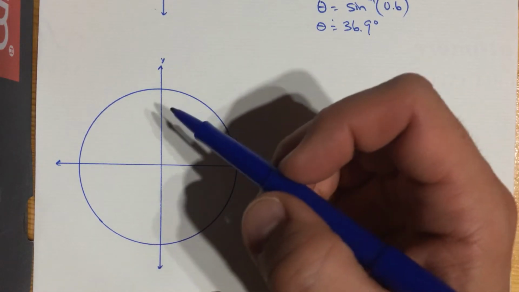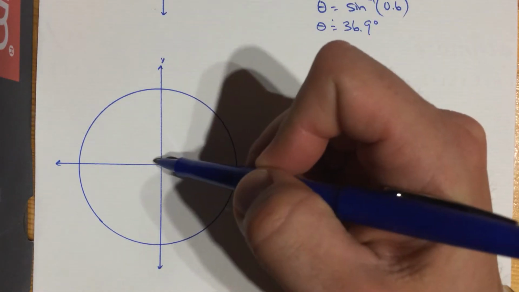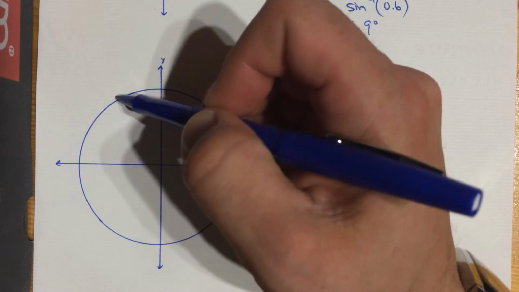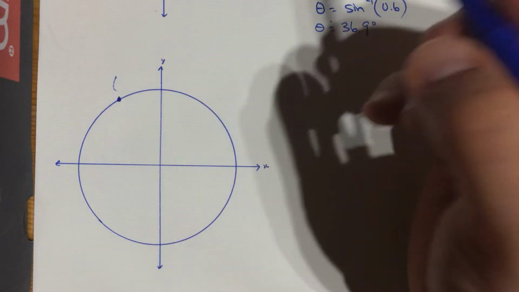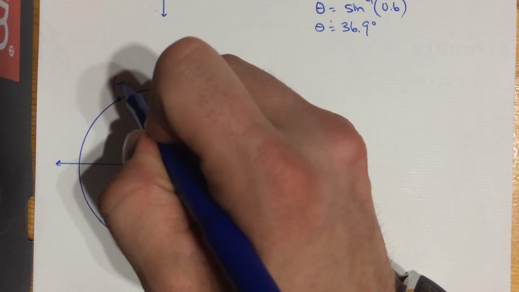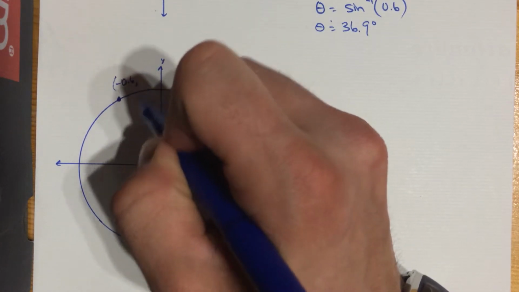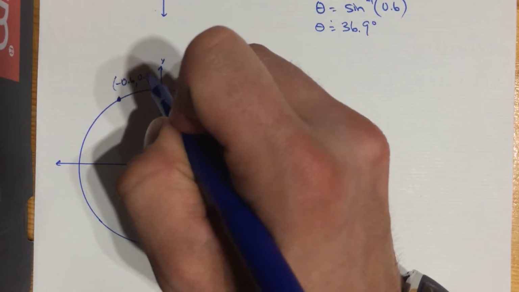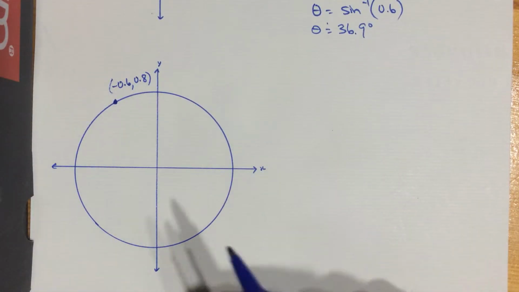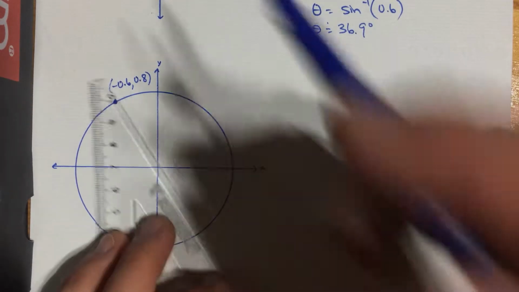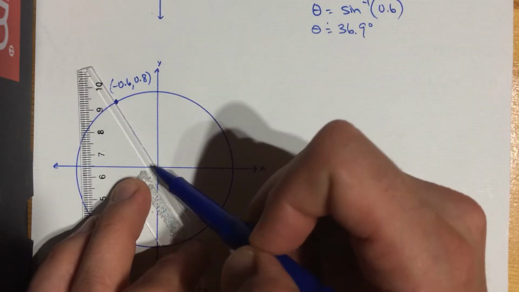Let's pick one that's pretty easy to find. Let's go over here and like this. And that point is the point negative 0.6 and positive 0.8. You might see some familiar values there. I will grab the ruler of mathematics here.